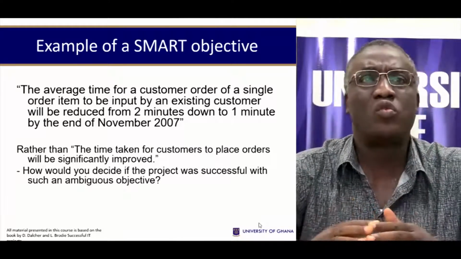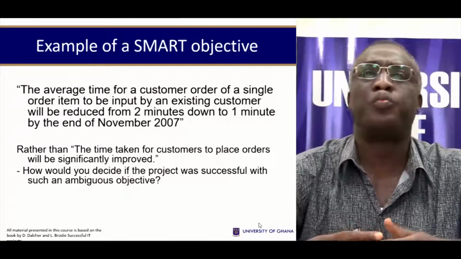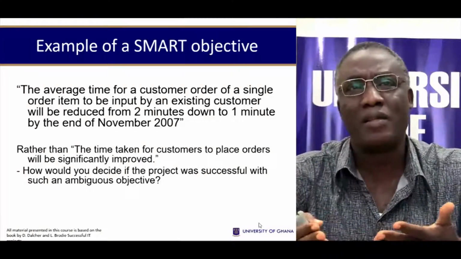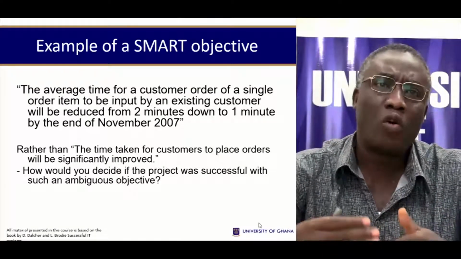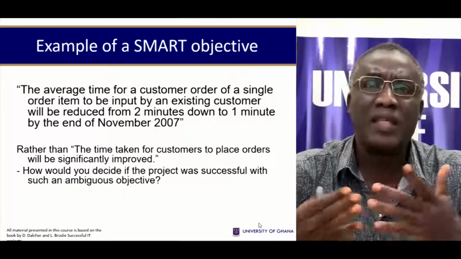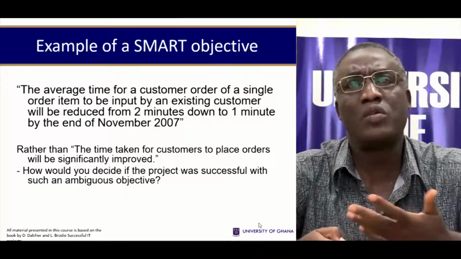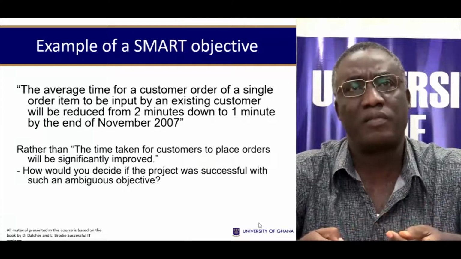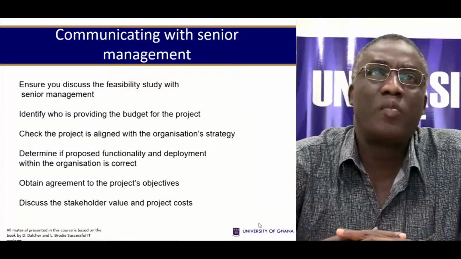You can compare this to: the time taken for customers to place orders will be significantly improved. What does this mean? You will improve it significantly. What is that? If you compare the two, you see the difference. With the second one, you can see that it's ambiguous. It's an ambiguous objective.